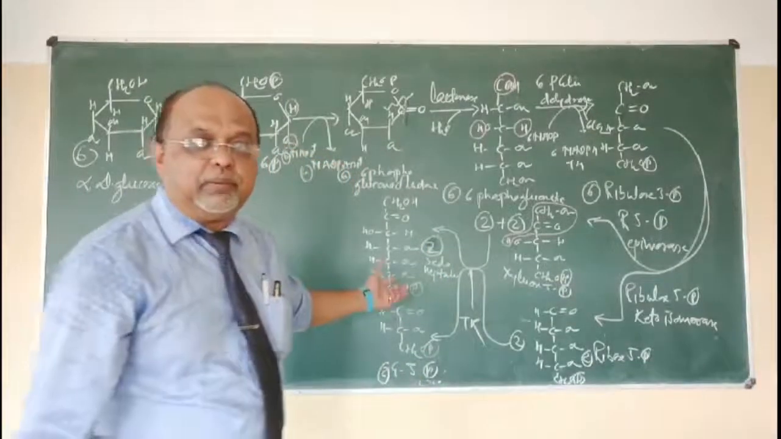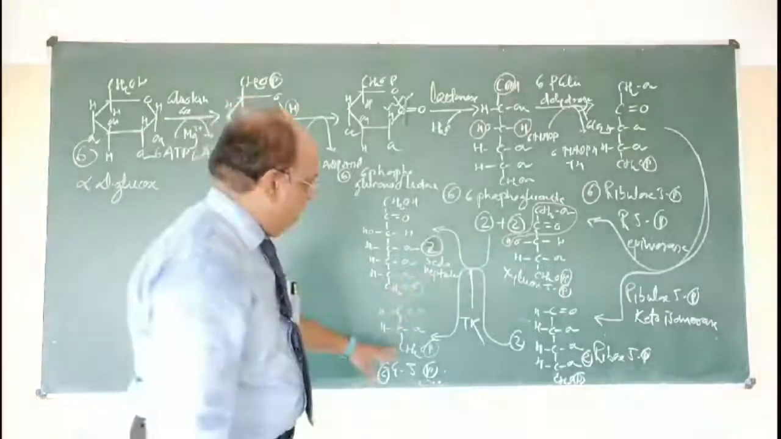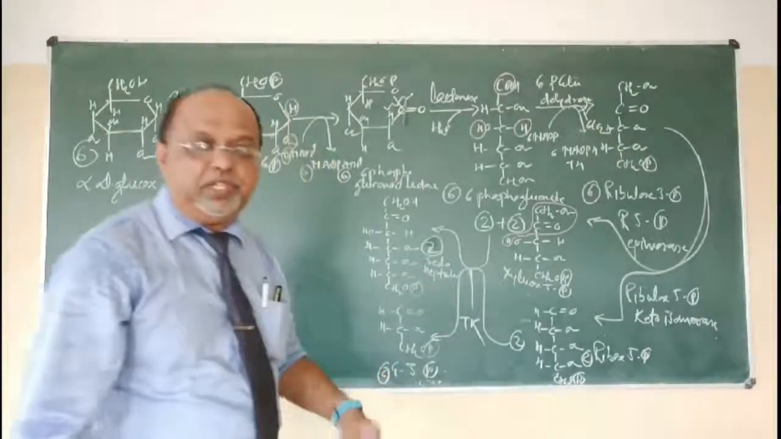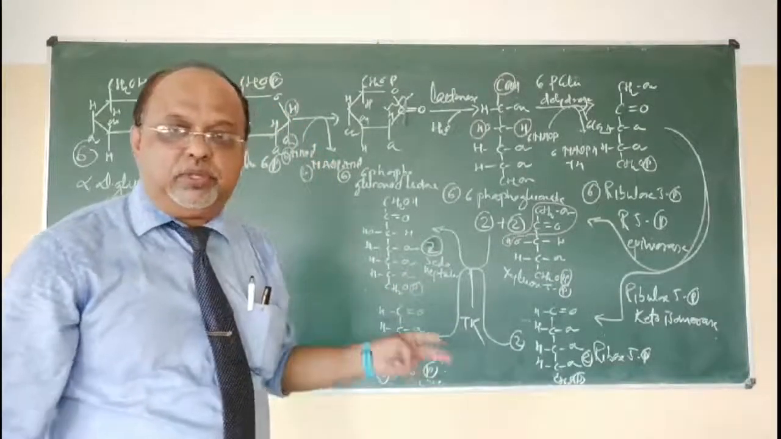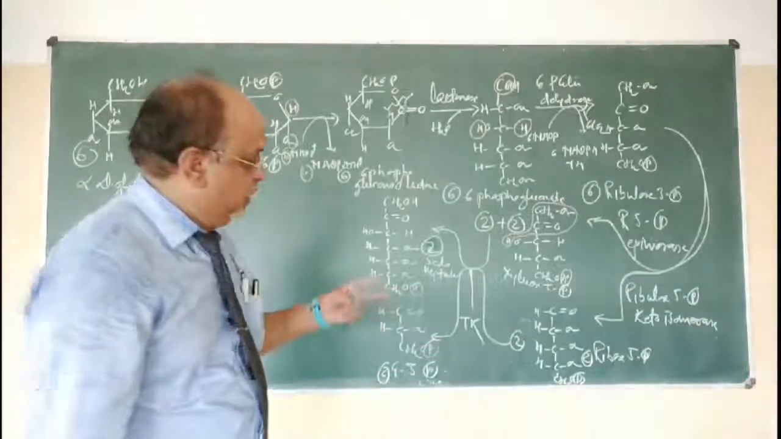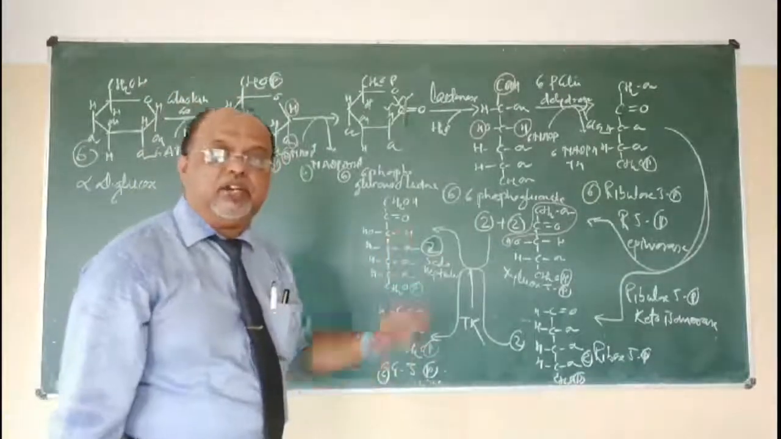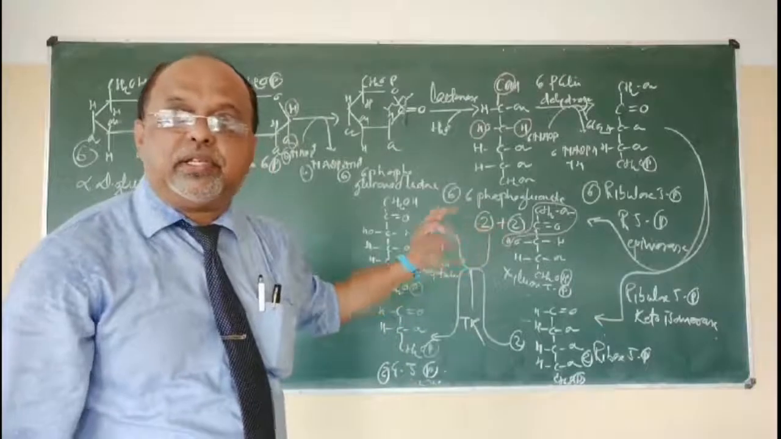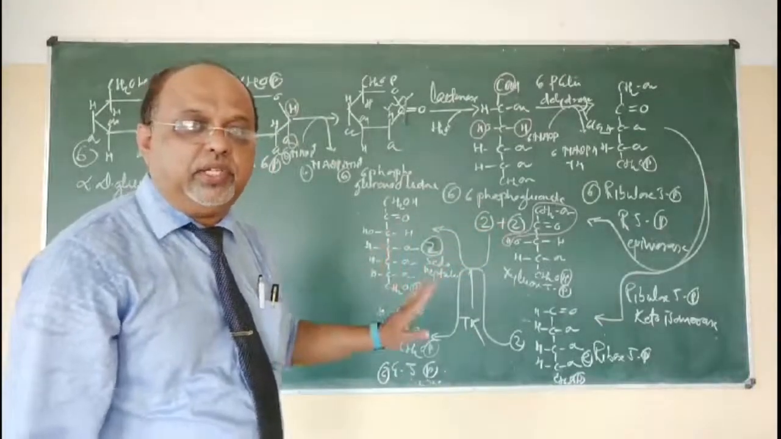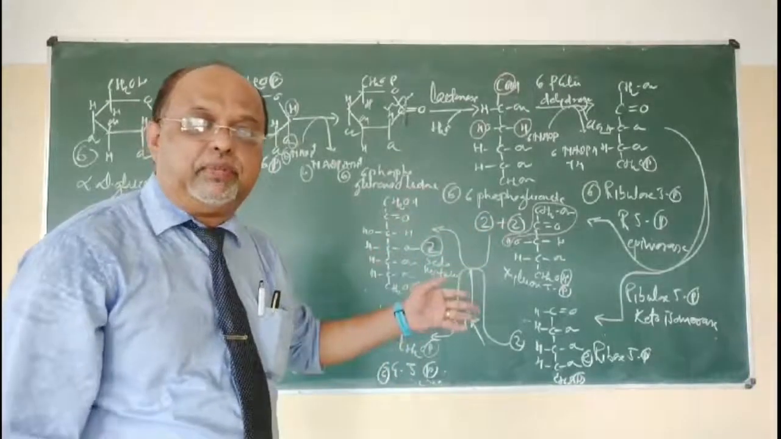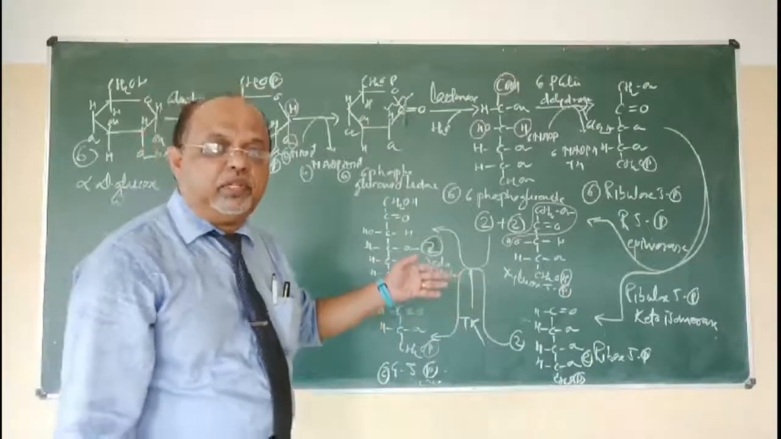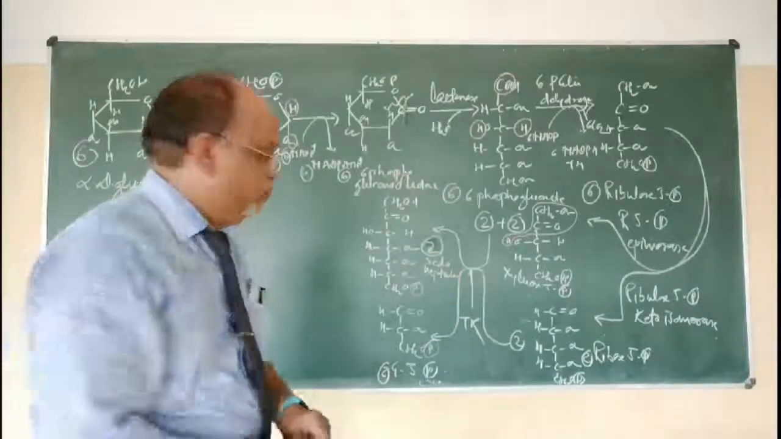Means it's a 7 carbon sugar, so 7 into 2, 14. And glyceraldehyde 3-phosphate, which is a triose, and molecules are 2. So 3 into 2, 6. 6 plus 14, 20. So the carbon number is restored. Nothing changed. Okay, only a 2 carbon fragment is shifted from one structure to another structure.